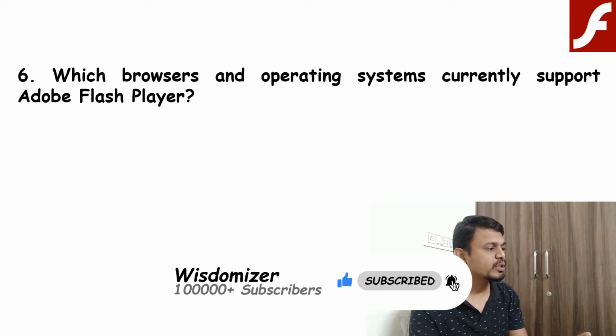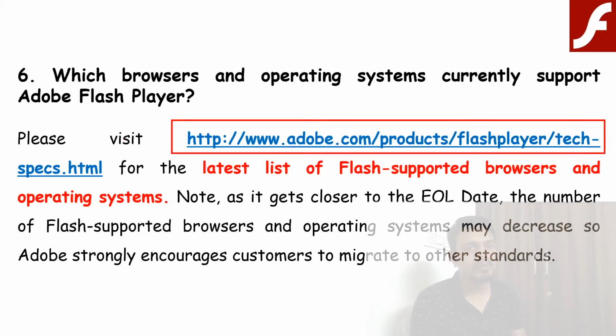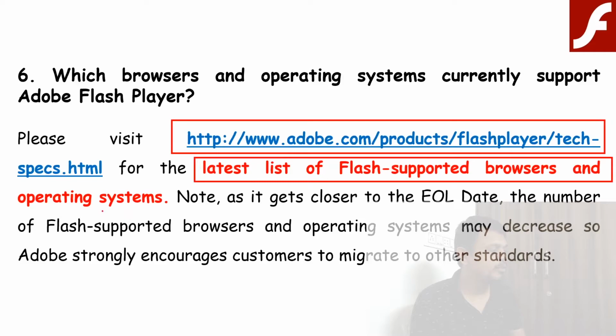The next question is, which browsers and operating systems currently support the Adobe Flash Player? This is the website I will mention in the description below in the comment section. Here you can go and check which browsers and operating systems are currently supporting the Adobe Flash Player. Here you will find the latest list of Flash Player supported browsers and operating systems.